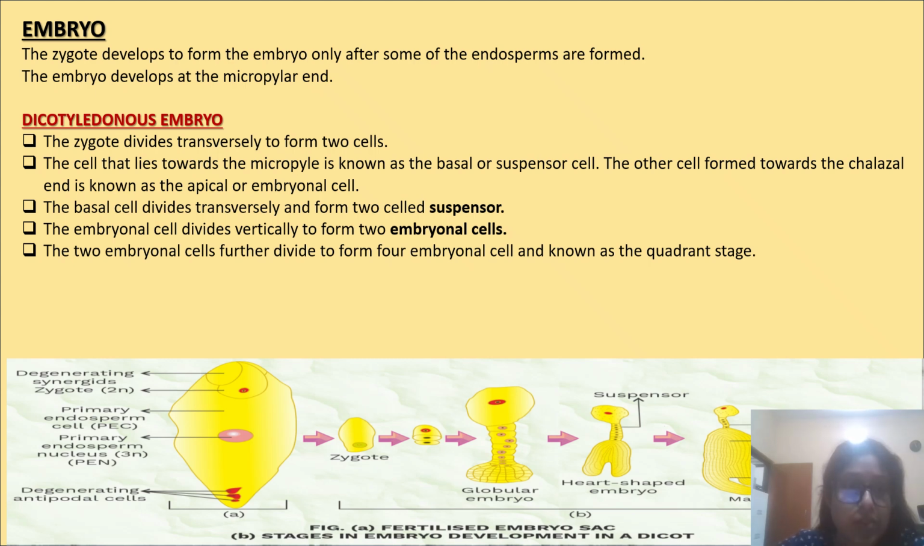In the dicotyledonous embryo, the zygote divides transversely to form two cells. The cell that lies towards the micropyle is known as the basal or suspensor cell, and the other cell formed towards the chalazal end is known as the apical or embryonal cell. The basal cell divides transversely and forms two suspensor cells. The embryonal cell divides vertically to form two embryonal cells. The two embryonal cells further divide to form four embryonal cells, known as the quadrant stage. And this division of the cell is mitotic division.